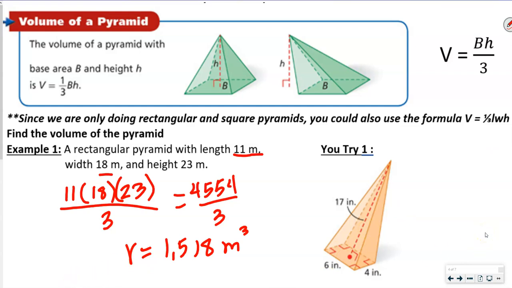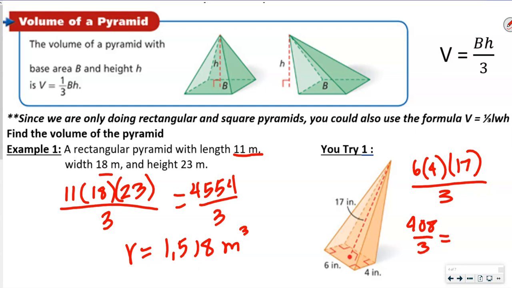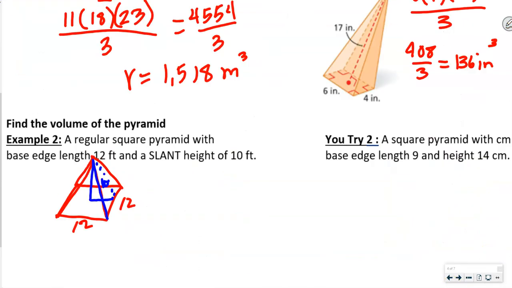All right, on this one, our base, 6 times 4, and then our height is 17. Again, going to divide all that by 3. And you guys can do all of that in the calculator, right? So that's going to give me 408 divided by 3. And so that was equal to 136. And again, this is inches cubed. Okay?